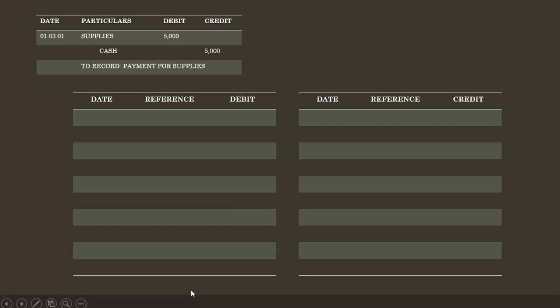Here we go. Our third transaction, which is the supplies and cash. So first, we post the supplies. We put it in the debit, 5,000, because in our journal book, of course, it is in the debit. So when it comes to the ledger, it should also be in the debit. Okay? We are done with this.